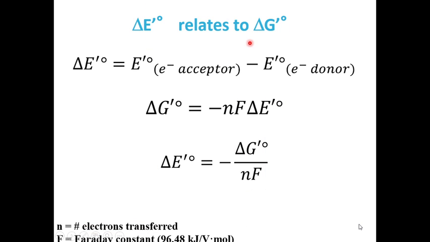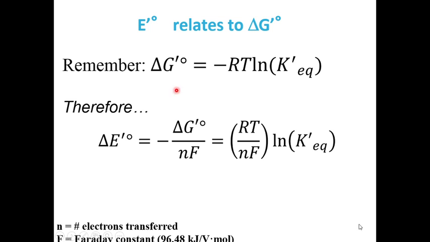Delta E relates to delta G. Delta E is given by E of the acceptor minus E of the donor. And delta G is directly related to delta E using this equation. Delta G is equal to minus NF delta E. And delta E is also given by minus delta G divided by NF, where N is the number of electrons and F is the Faraday constant.